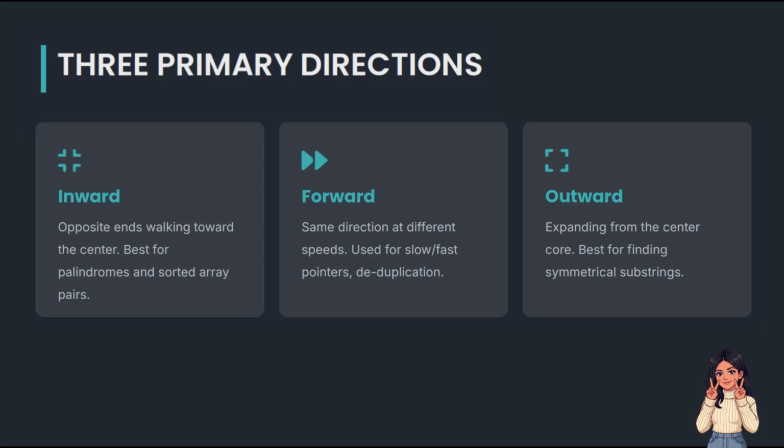Another direction you can consider is forward. In this variation, both pointers start at the beginning of the data structure and race forward in the same direction but at different speeds or intervals. For example, if you need to merge two sorted lists together or remove duplicates from a list without copying it, you keep a slow pointer to track where the clean data goes and a fast pointer to scan ahead looking for the next unique item.